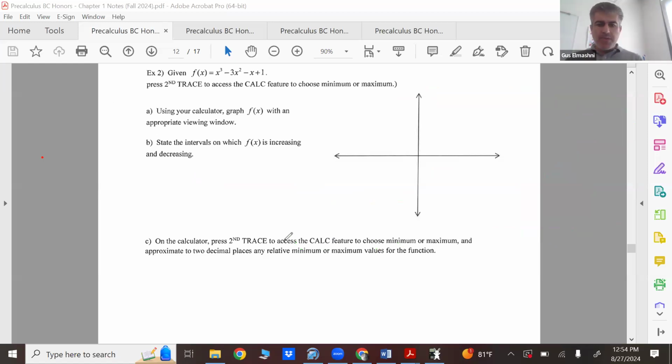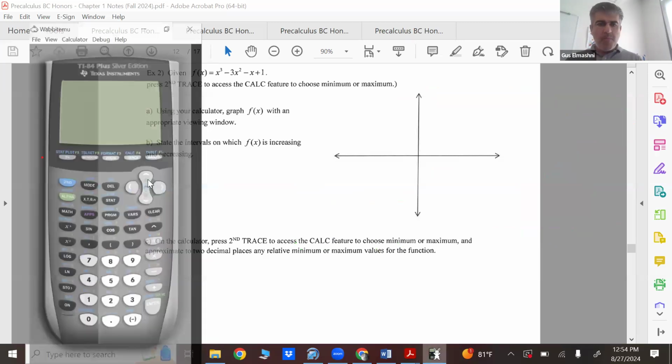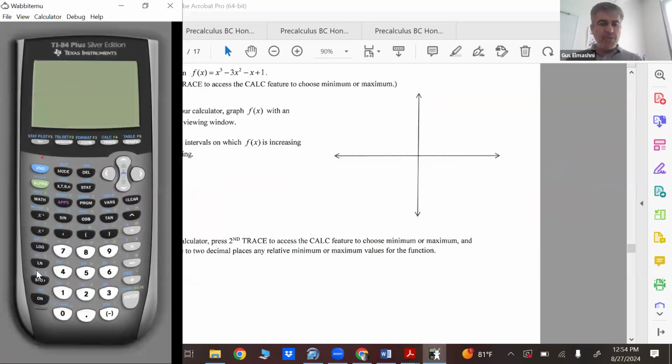So let's go to the calculator. Let's punch this in. By the way, we have to switch our mode back to function. So go back to mode, switch back to function, go back to y equals, and punch in x raised to the third power, minus 3x squared, minus x plus 1. And I'm going to graph in the standard window. It's just more appropriate.